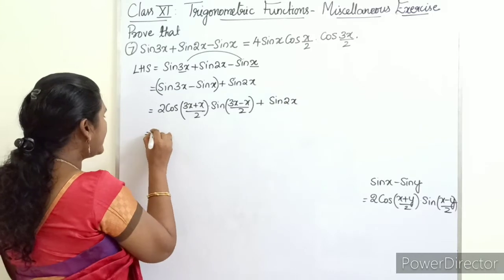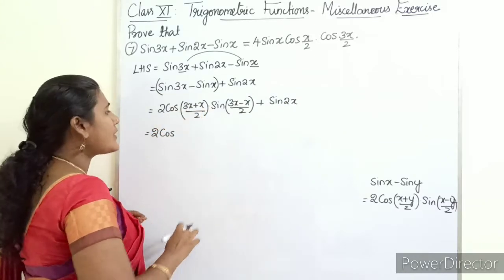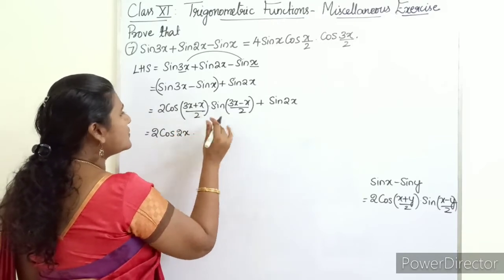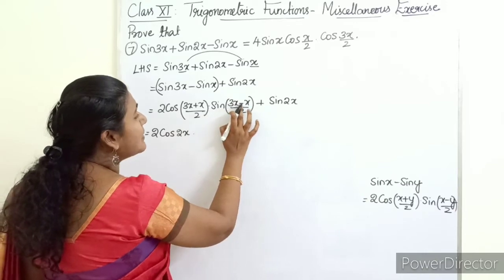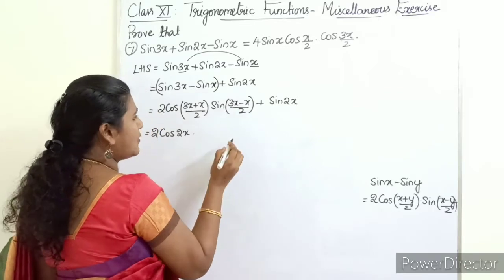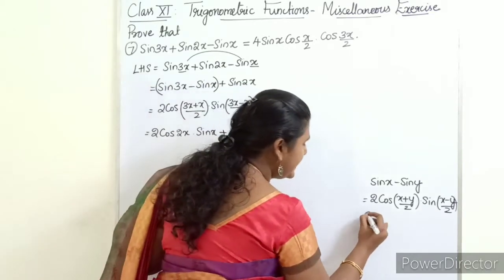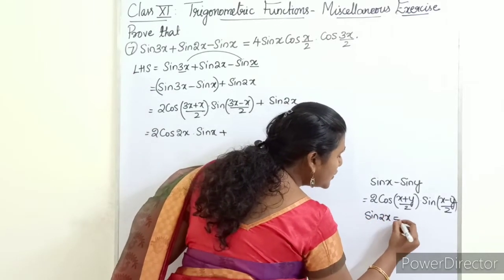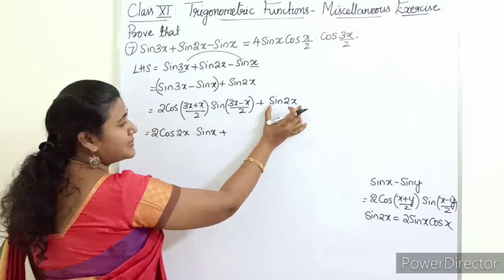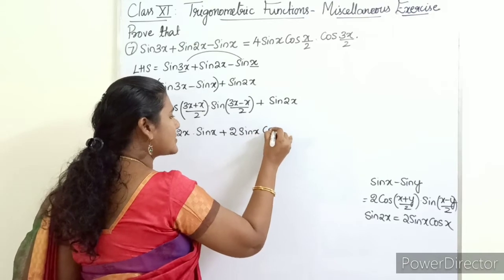Now we will simplify here. That is 2 cos((3x+x)/2), which is 4x, 4x by 2 is 2x. So 2 cos 2x into sin((3x−x)/2), that is 3x minus x is 2x, 2x by 2 is equal to x, so sin x you will get. And in the place of sin 2x we will use the formula 2 sin x cos x. So this identity we will use in the third term, that is, in the place of sin 2x we can write 2 sin x cos x.